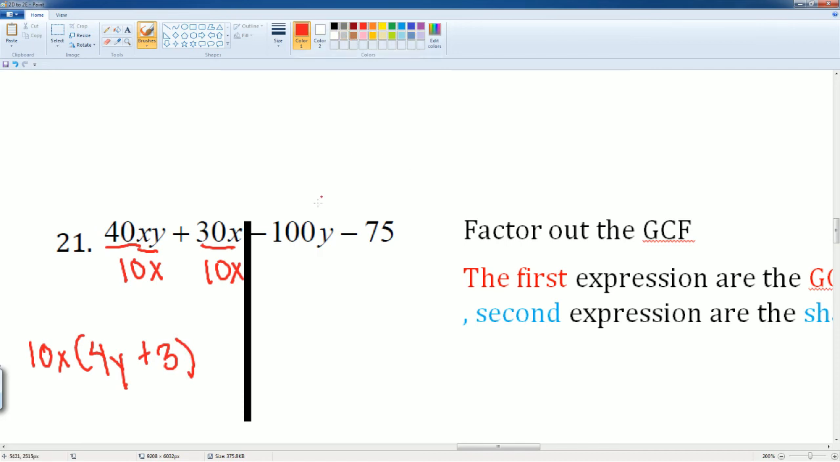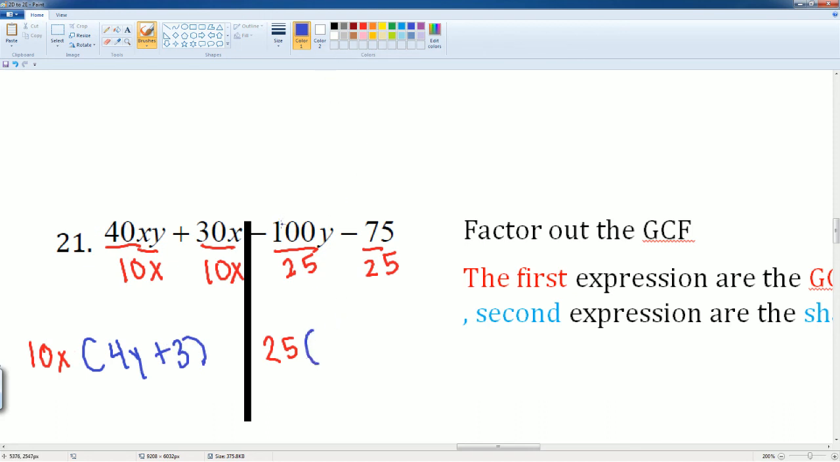Next, let's do the next one. Well, 175. We could try 5, but we can go bigger. What about 25? We can try out 25 here. So we can pull out the 25 here, and let's see what's left. Oh, I should have color coded this much better. Give me a second while I fix this. Okay. I like making what's left in blue so you can see it much better. Right, so what's left? 100 divided by 25 is negative 4y, because there's still y here, minus 75 divided by 25 is 3.